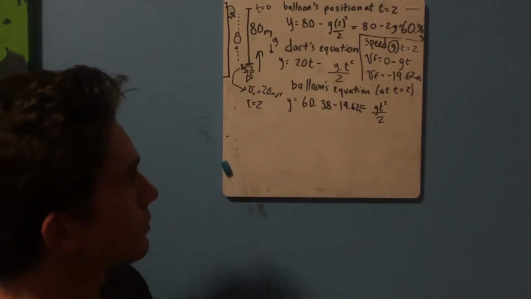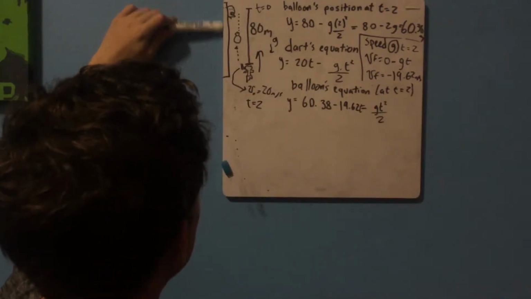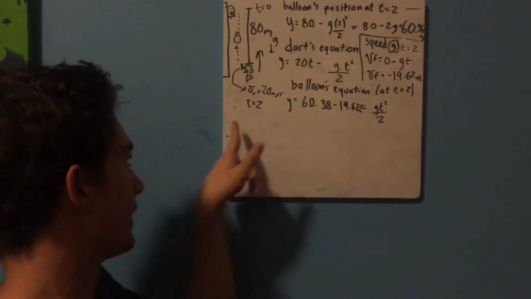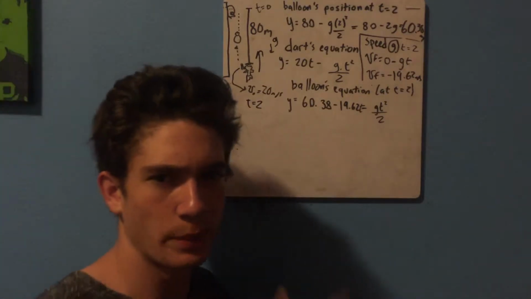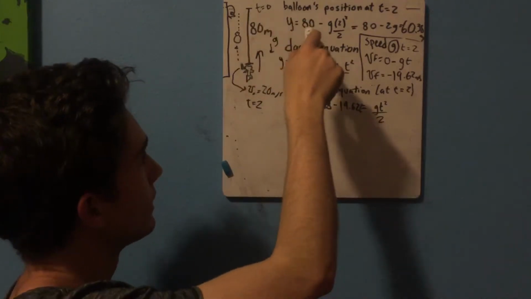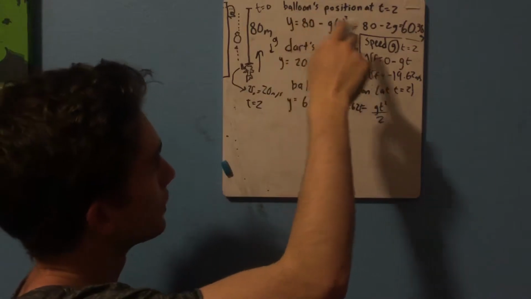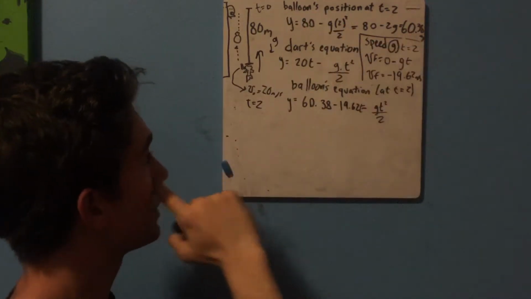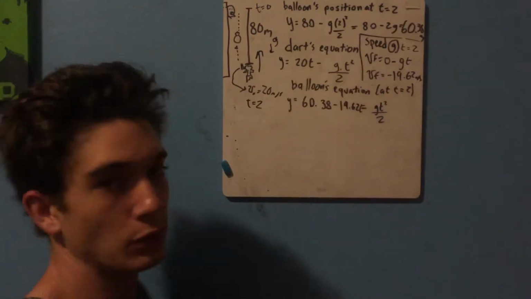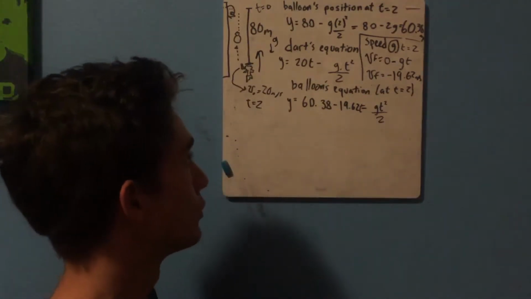Alright, so first we're going to find out at which height the balloon is falling when Peppo throws the dart, because Peppo throws the dart at a time of 2 seconds. So at 2 seconds the balloon has already fallen a certain distance. So we substitute 80, which is the height, minus gravity times the time squared divided by 2, which equals 60.38 meters. And then we're going to find the speed of the balloon at this height, because it's been falling for a while, so it's already accelerated a little bit and it already has a speed.